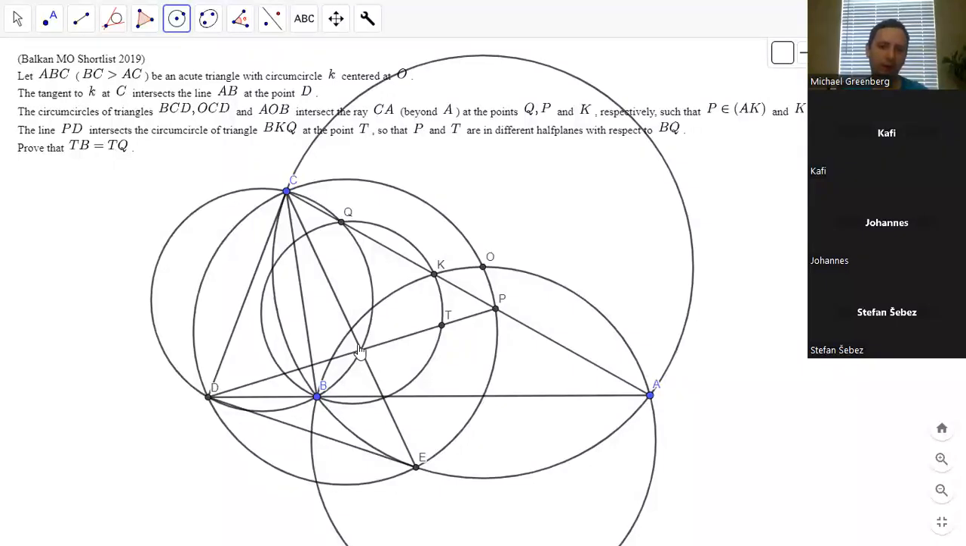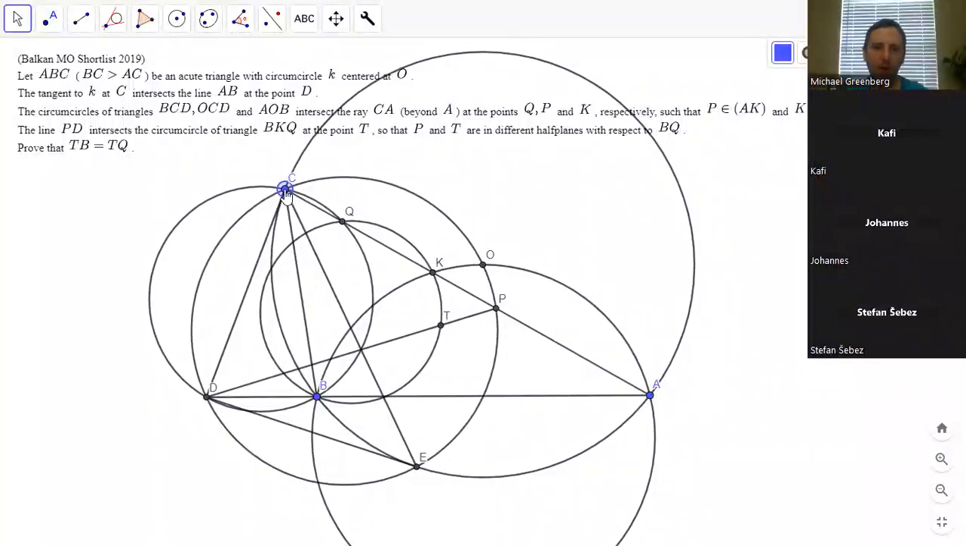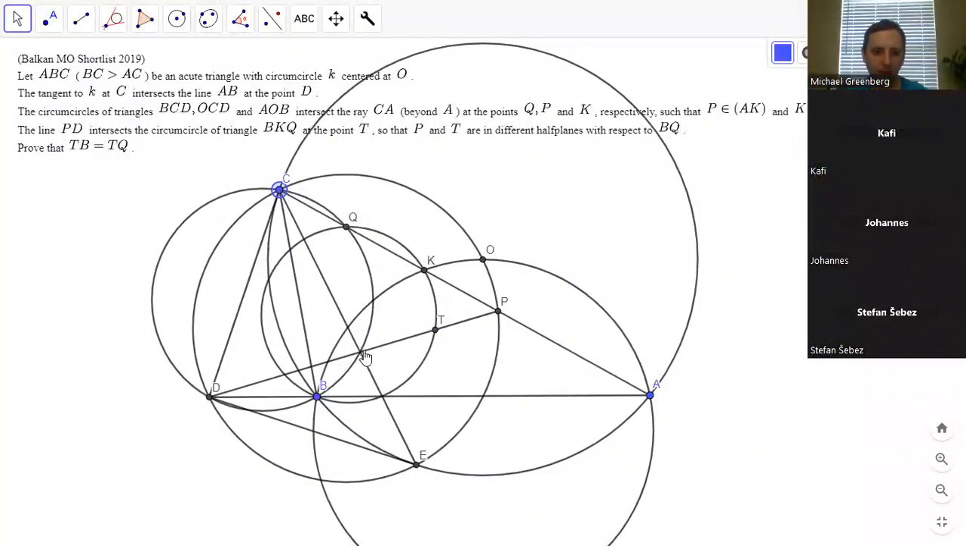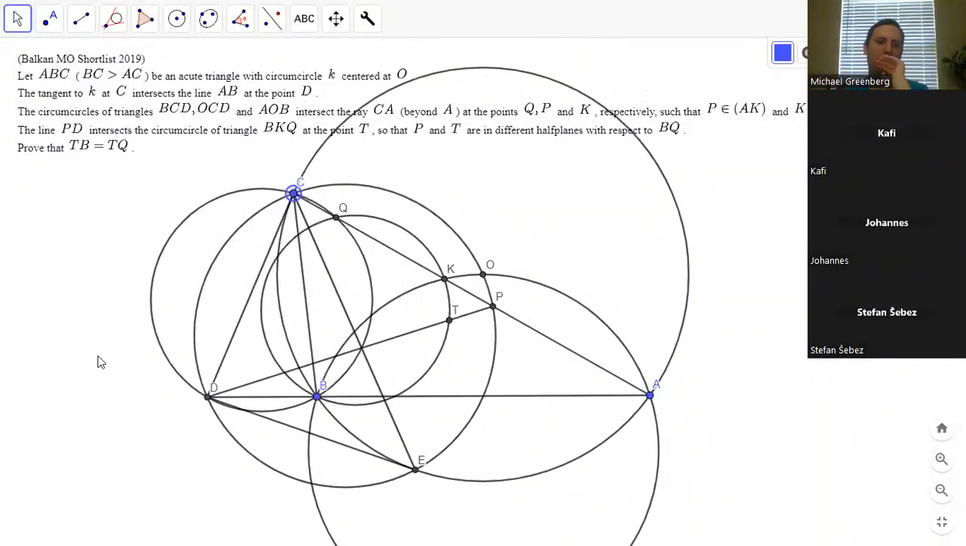It looks like these concur. I don't know if that is an easy angle chase. Maybe it is. And do these concur? I don't think these concur down there. No. Okay.